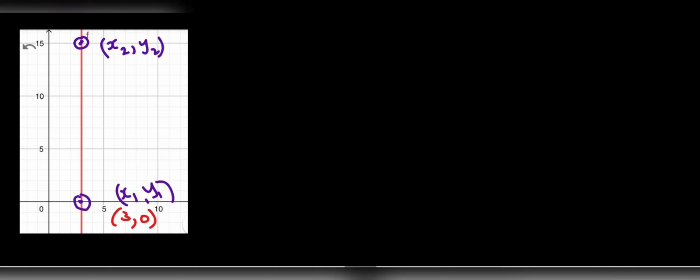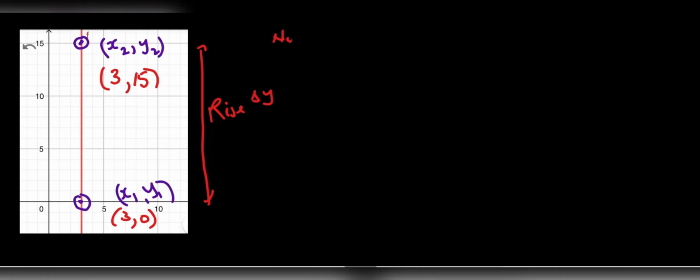So our x2 value, notice again, the x2 value is not changing. It's still, sorry, it's still 3. My mistake. It is still going to be 3, but our y2 value changes. It becomes 15. So we do have a rise involved here, which is our change in y, but there's no change in our x value. So I'm going to put no change in x.